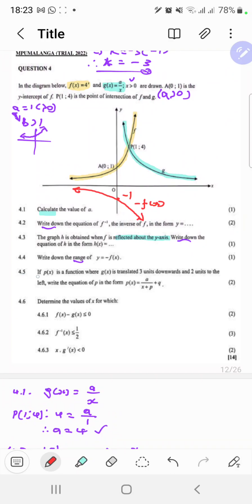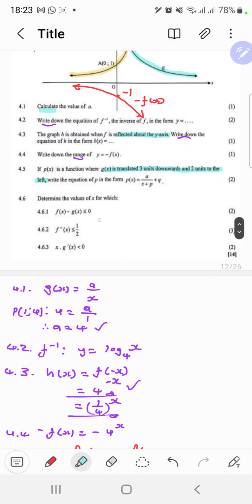Now we are told p of x is a function where g of x is translated 3 units downwards and 2 units to the left to form the equation of p. So now write the equation of p in that form. So which graph are we dealing with here? It is g. So what are we doing to g of x? We are translating it 3 units downward. So that means we're going to subtract 3 from the function, and then 2 units to the left, then we're going to add 2 to the x there.